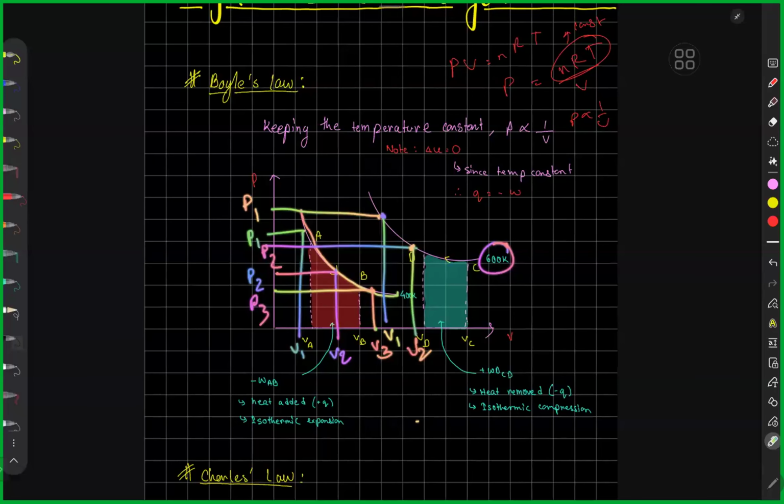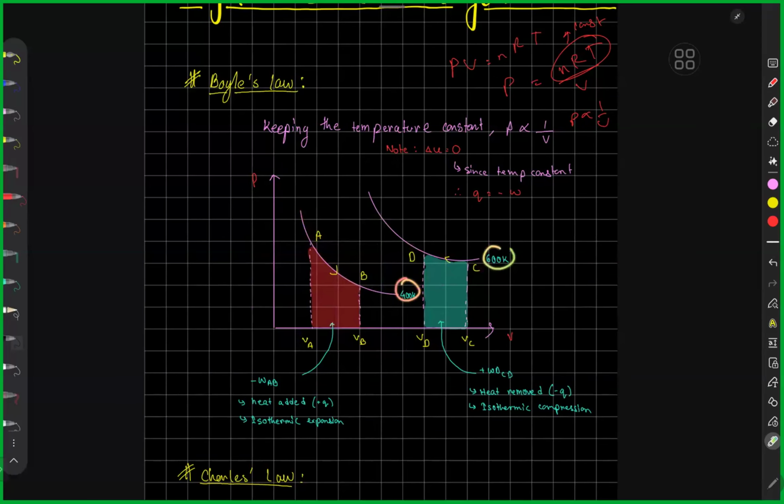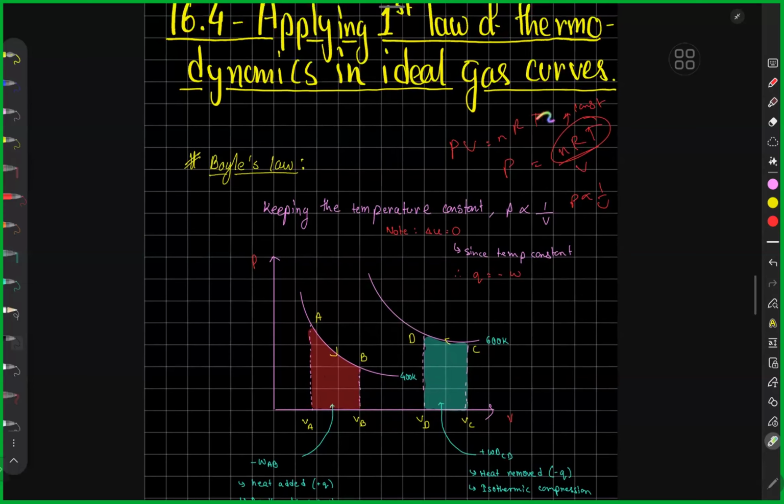So notice temperature has what? Increased. So what happened to the PV constant, the product of pressure and volume? Will it increase? Yeah. So if temperature increases, the product PV always increases.